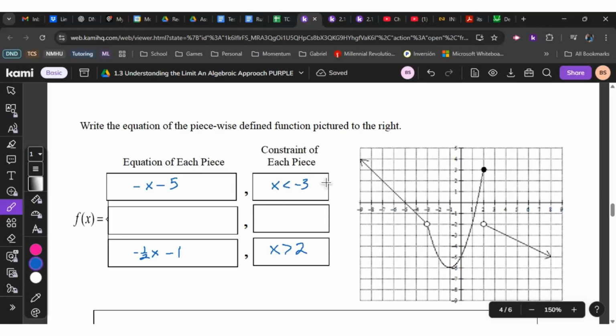That's this line. Now I'm going to do the quadratic in the middle. And that one's going to be x plus 1 all squared minus 6. The y-intercept is 5. No, 6. No, the y-intercept is -5, but the function is this.